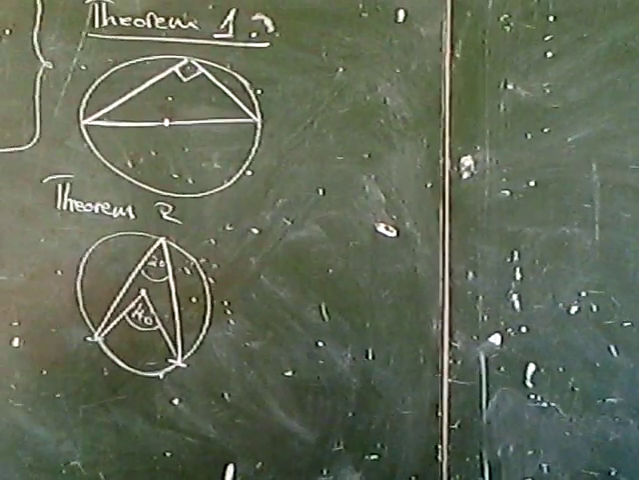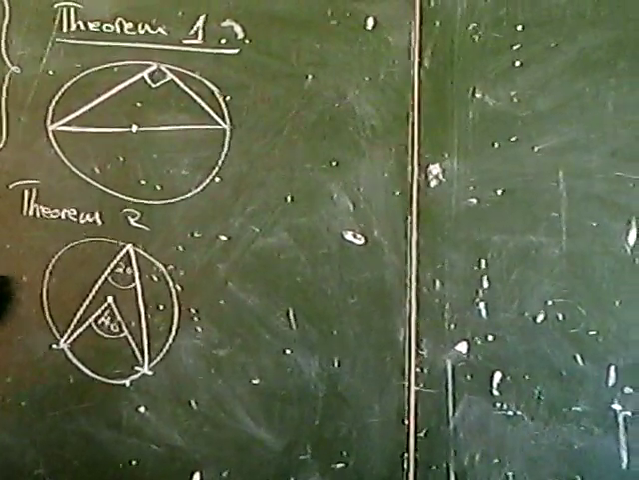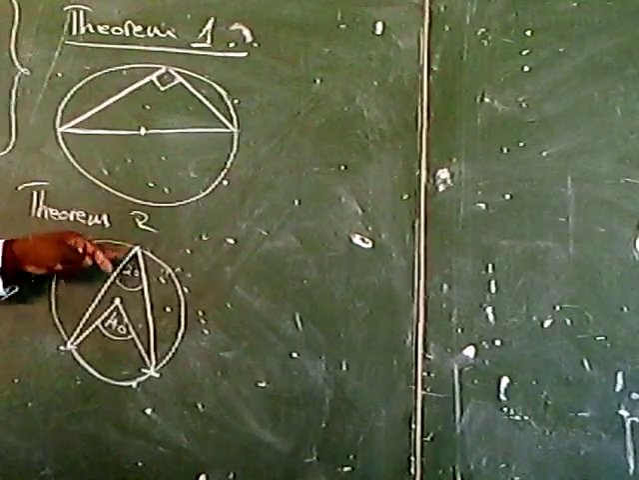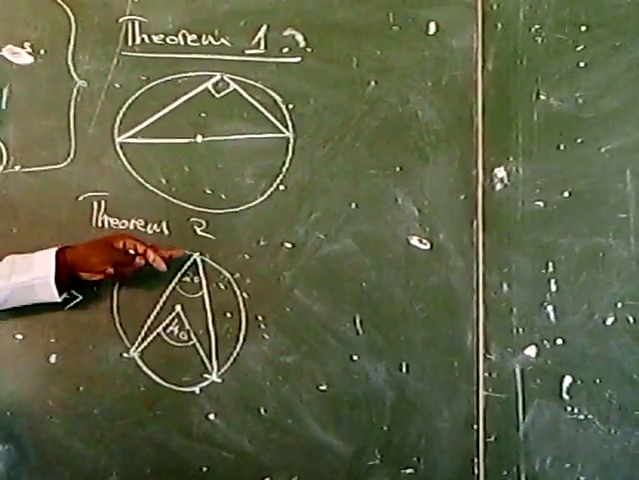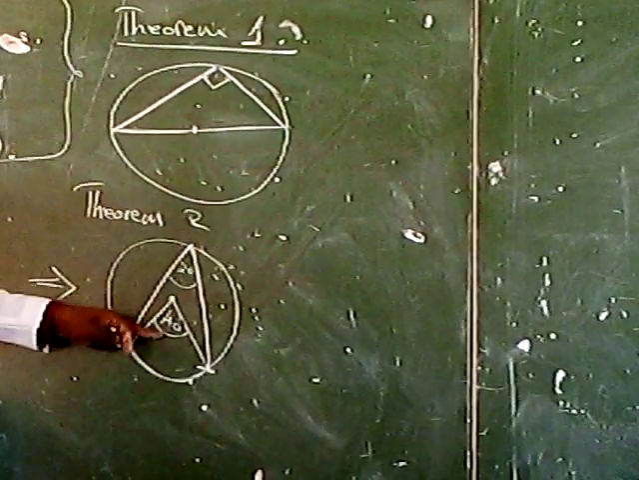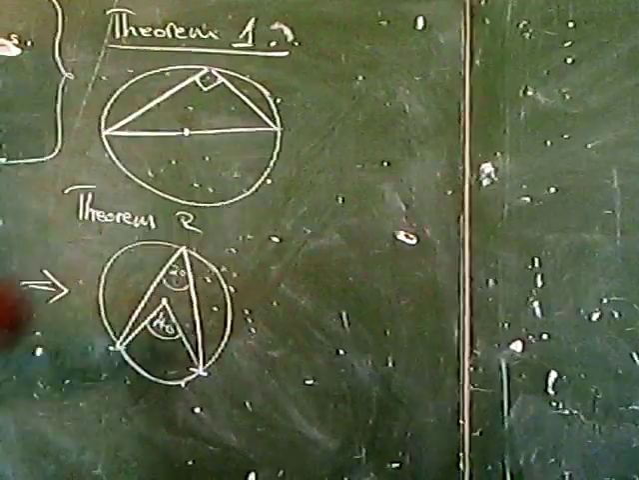Please never forget. And the same scenario, this is scenario number 1. On the same theorem number 2, angle at center is twice angle at the circumference, or angle at the circumference is half of the angle at the center. Take note that this is scenario number 1. Take note. Let's look at scenario number 2.